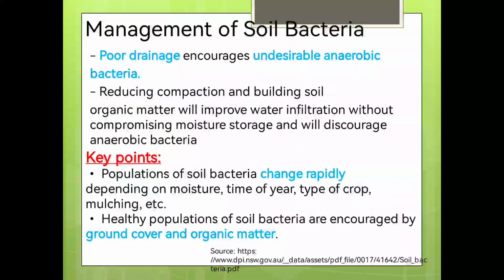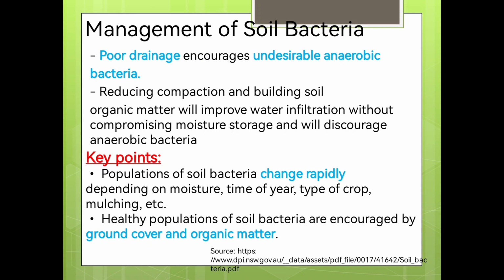And remember that poor drainage also encourages undesirable anaerobic bacteria. And we also need to reduce the compaction, and we need to build soil organic matter to improve water infiltration without compromising moisture storage, and will discourage anaerobic bacteria kasi yung pag masyadong maraming anaerobic bacteria, it will kill the aerobic bacteria. And also, it will also cause root diseases, kaya namamatay yung mga tanim natin.